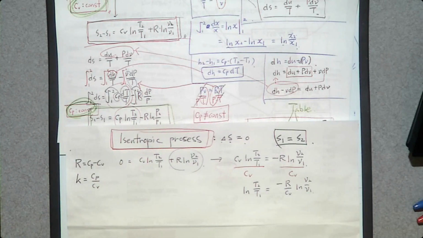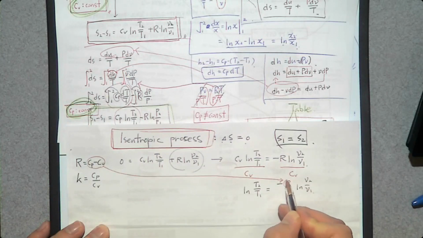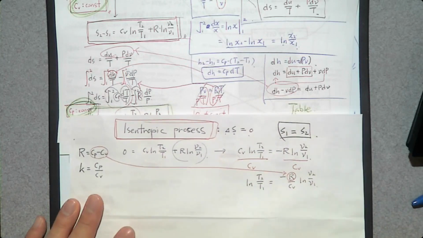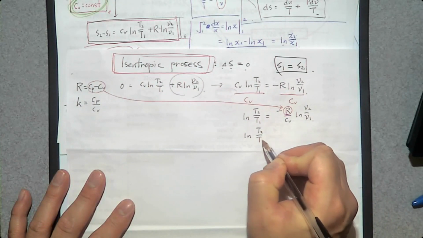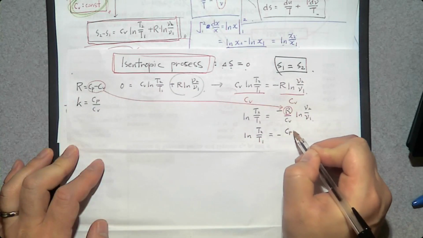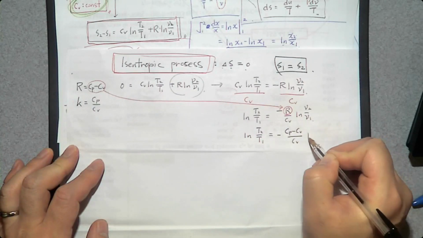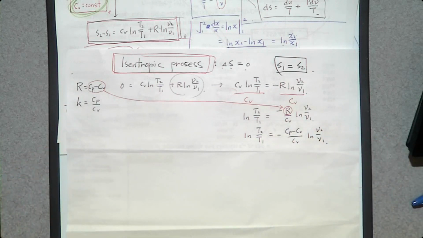Then we have this R here. R is going to be Cp minus Cv. So Cp minus Cv is going to replace this R. Then this equation becomes natural log T2 over T1 is going to be minus (Cp minus Cv) over Cv natural log V2 over V1. Oh wait, Cp over Cv is kappa. Cv over Cv is going to be 1.